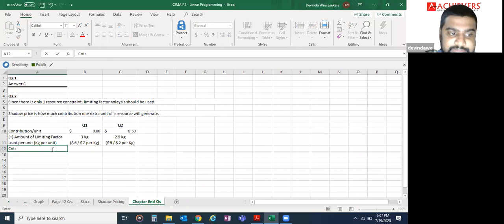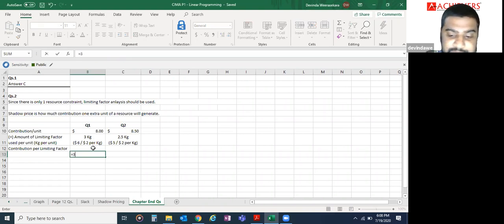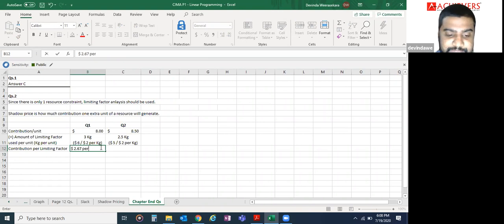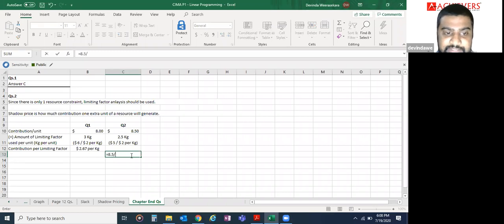So this will tell us the contribution per limiting factor. The limiting factor is material. So let's calculate the contribution per limiting factor of Q1. 3 kilos of the limiting factor gave $8, so 1 kilo should give 2.67. The contribution per limiting factor is $2.67 per kilo. And here Q2, 2.5 kilos gave $8.5, so 1 kilo will give $3.4.